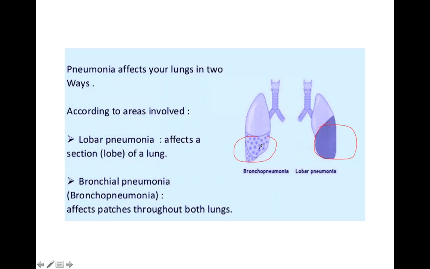And in bronchopneumonia, there is patchy consolidation in the lobes of the lungs, and it is usually bilateral. It is generally basal, mainly involving the lower lobes, because of the gravitation of the secretions, the involvement is mainly in the lower lobes.